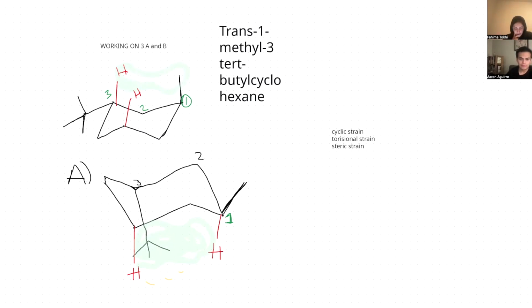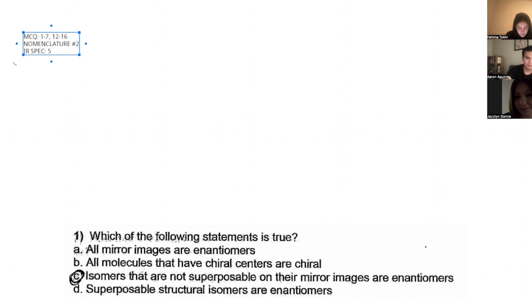And then the other thing she just said, number one: which of the following statements is true? All molecules have chiral centers. All molecules that have chiral centers are chiral. I feel like that's pretty straightforward. I think it's C. That is false because you just have to know the definition. So all enantiomers are non-superimposable. Wait, I think you're saying it the other way around.